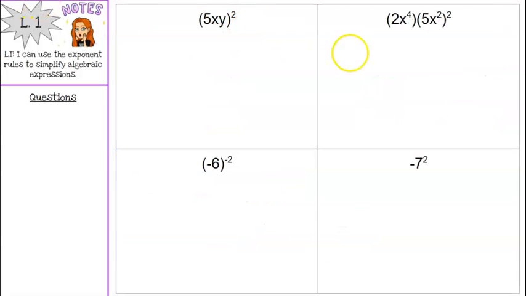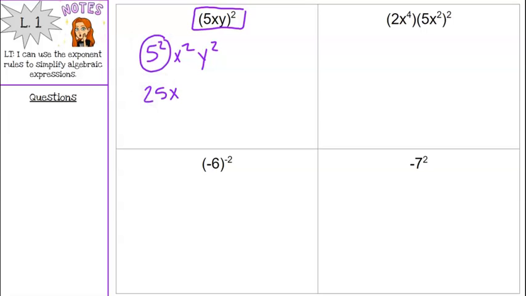All right, we just have some practice problems, and then you are going to do some practice on your own. Here we have that distributive property again, so we're going to give that power to each number. We're going to give the squared to the 5, the squared to the x, and the squared to the y. And then again, we have to simplify that number piece. So 5 squared is 25, x squared, y squared.